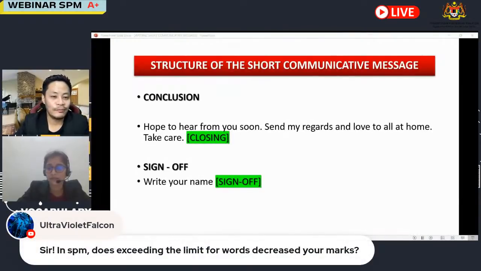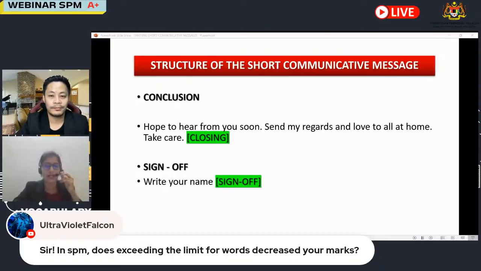Okay, in SPM, does exceeding the limit for words decrease your mark? If you write more than you're supposed to, will your essay mark definitely be deducted? No. They will be awarded holistically. Never mind, you can just continue with the presentation. Just to answer the question, exceeding the limit for words, does it decrease your mark?